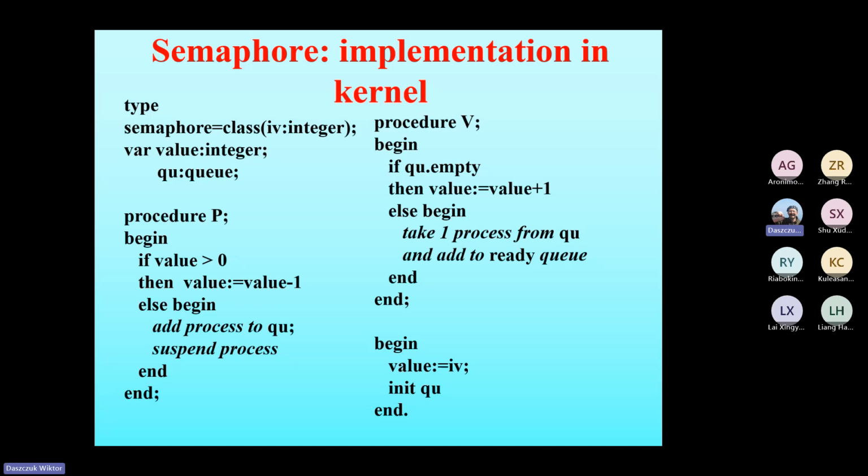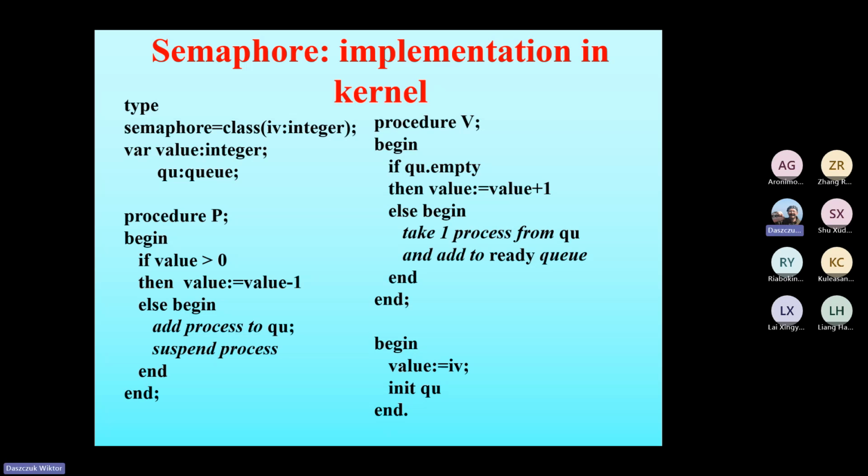This class has a parameter. It is the initial value of the semaphore. Because if it is a binary semaphore, it can start from 0 or from 1, whatever we choose. So it's the initial value of a semaphore. This is the value of the semaphore. It is an integer, so we see that it is a general semaphore.